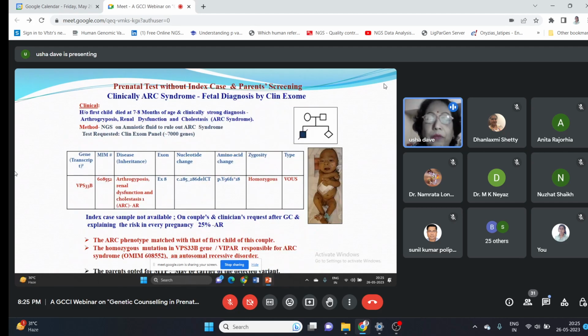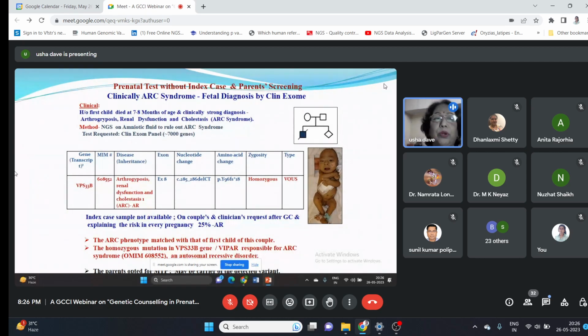Here is a case where I wanted to show you how the clinician and the scientist can take a very good decision, with very good interaction, on a baby who has not survived more than a few days, but it was ARC syndrome. It is called arthrogryposis, renal dysfunction, cholestasis. Based on the ultrasonography, the clinician was very strong about it. Because of the cost factor, the couple did not want to do testing on themselves, because again, cost is a factor in our country.